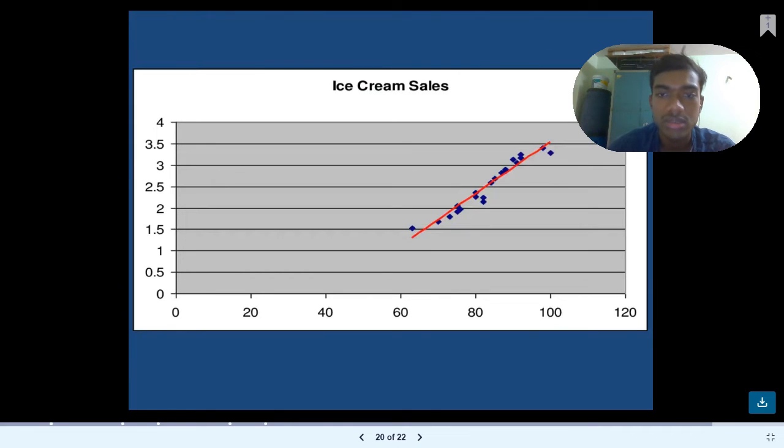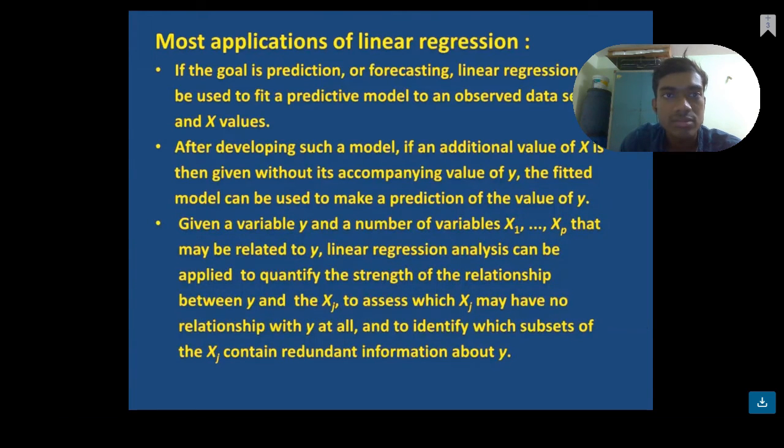This is ice cream sales data, and they have made a plot graph. If you want to predict any value within this range, it is simple. If we want to predict the value for 100, we just need to plot it just above, I think 100 is this one. If we want to predict the value of 90, it will be somewhere here, 99 will be somewhere here. So using this graph, we can directly get the values.